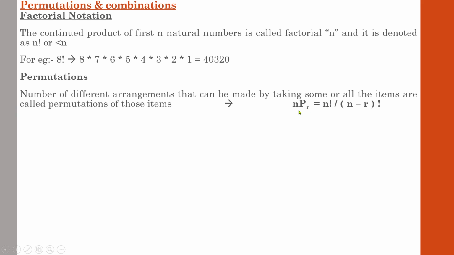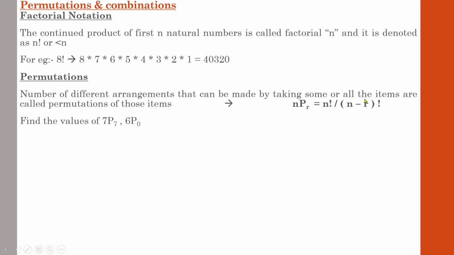And the equation for nPr is n factorial divided by (n minus r) whole factorial. The equation may seem confusing, but the real, practical example is very easy.